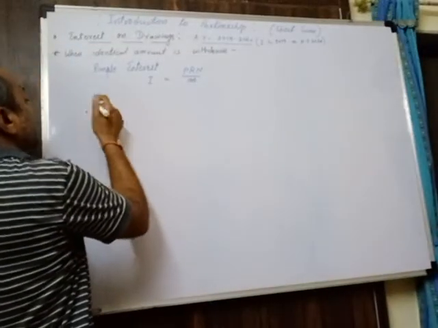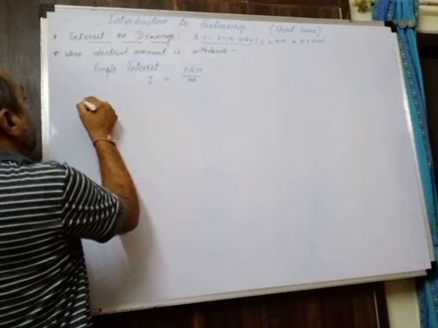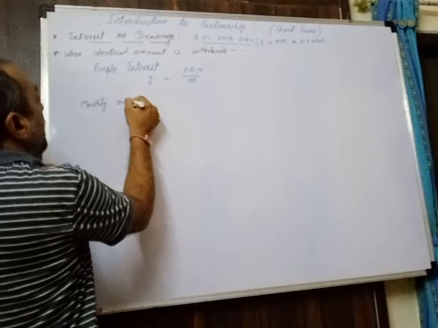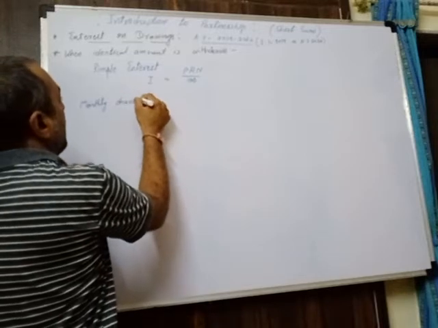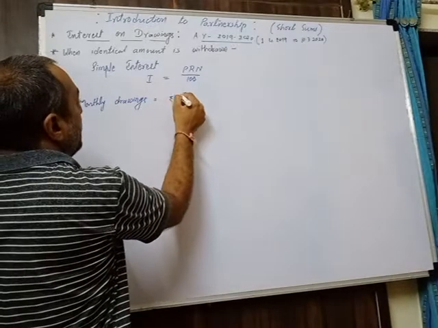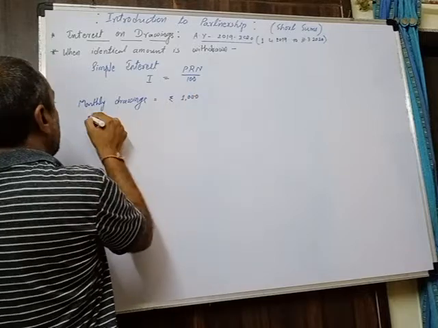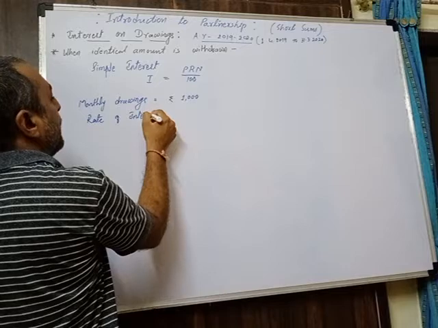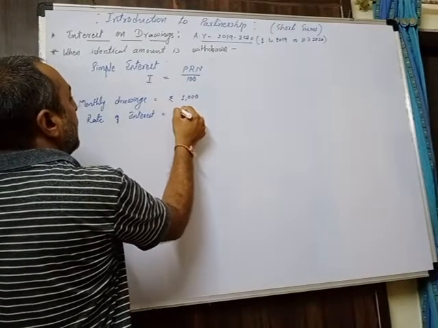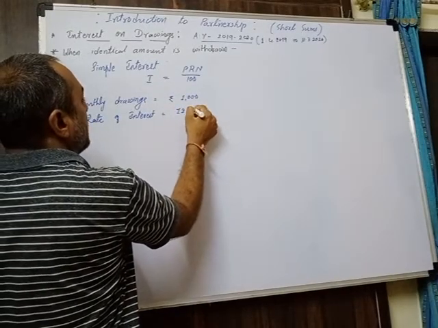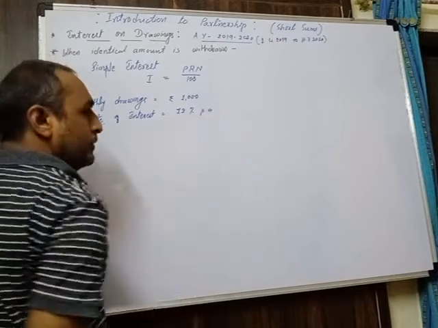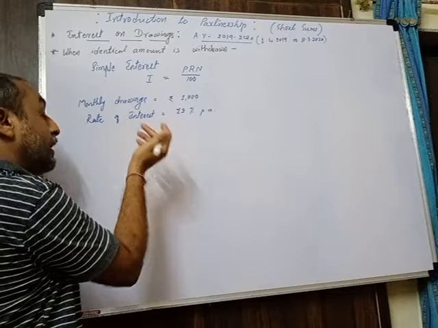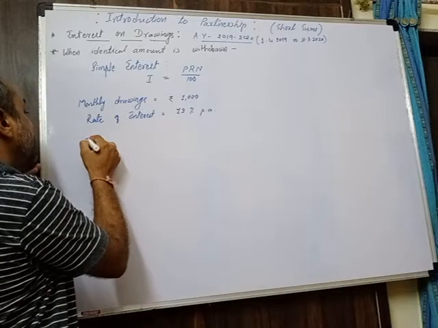And in this case, suppose that there are identical monthly drawings, so I am writing over here monthly drawings rupees 1000, rate of interest is, suppose, 12% per annum. Okay, 12% per annum. Now I want to calculate the interest in all the three cases. So what is the first case?